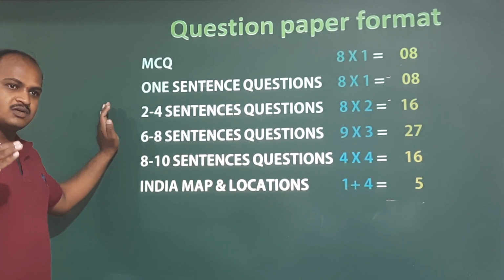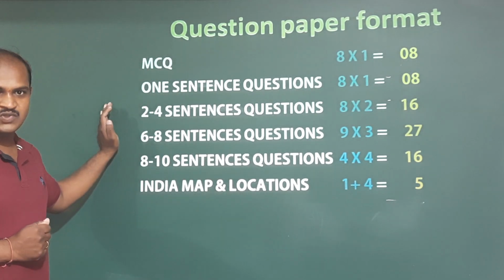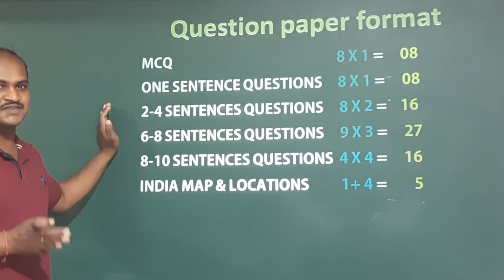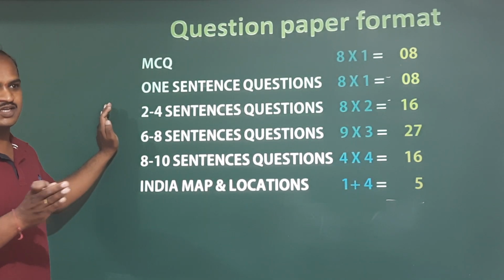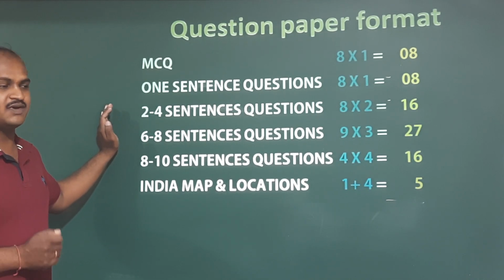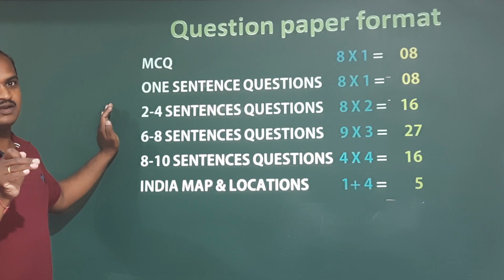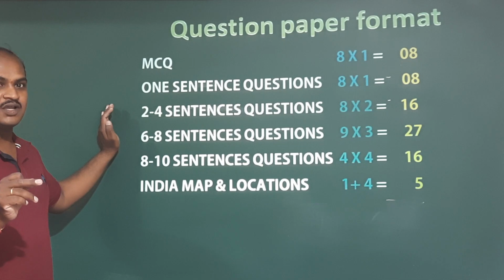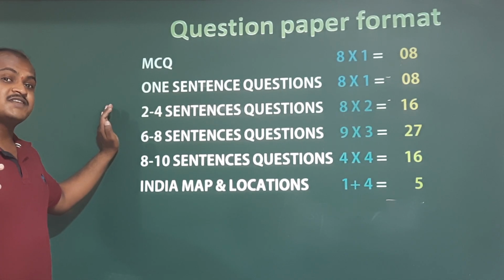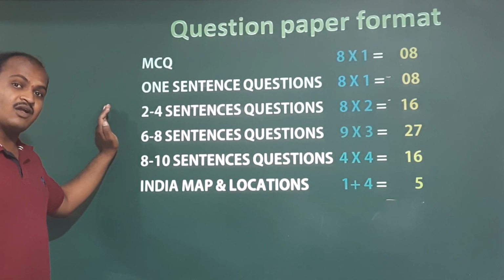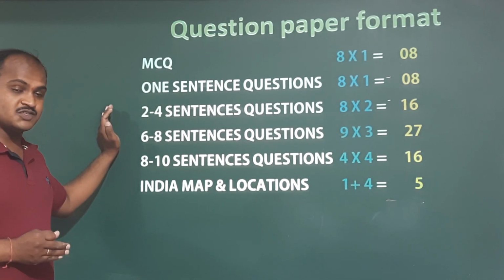Each question has 4 options, and the questions are statement-wise, meaning the questions are in a sentence and asked in question form. For example, he implemented dual government system. The question is: who implemented dual government system in Bengal? The 4 options will be given to you.